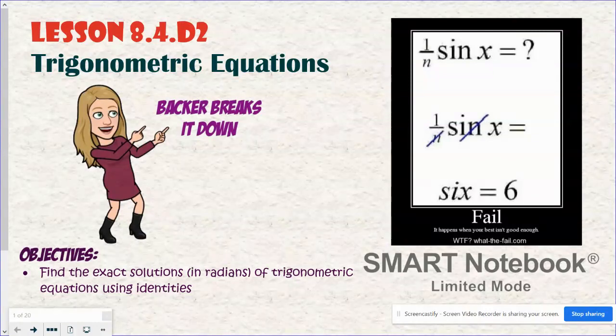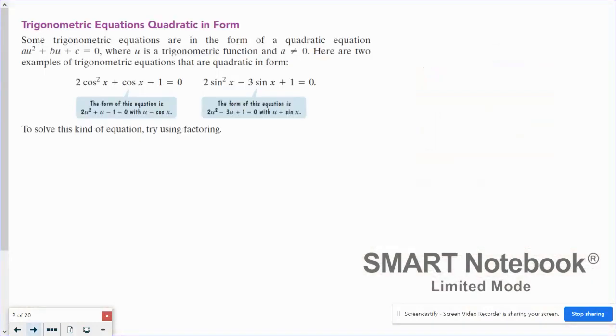In this episode, we are going to solve some trigonometric equations. These are a bit more special than the first kind that we solved. Basically, we have solved linear trig equations. Now, we're going to solve some quadratic trig equations. So here are two examples of trig equations that are quadratic in form.